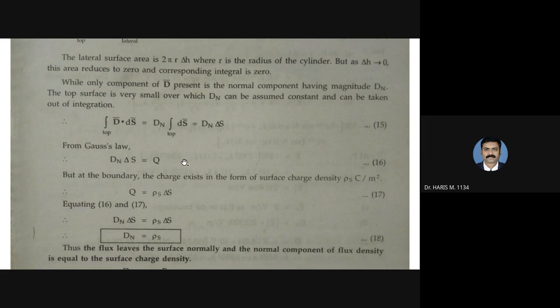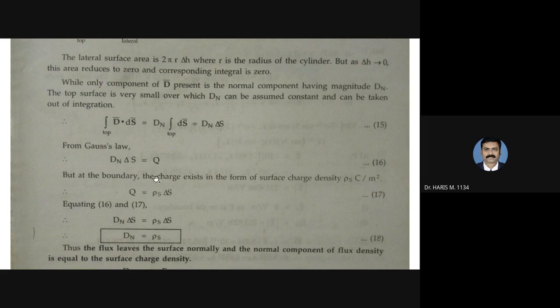Let us keep this as equation number 16. And at the boundary, the charge exists in the form of surface charge density, which is represented with the symbol rho s. The unit for the surface charge density is coulomb per meter square. In the case of surface, it is meter square, and in the case of volume, it will be meter cube. So the unit is coulomb per meter square.